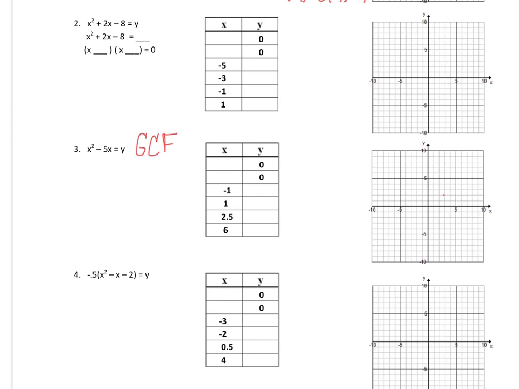When you get down to number 4, factor the trinomial and just carry the negative 1.5 down with you. That will give you your 2 x-intercepts and then go from there.